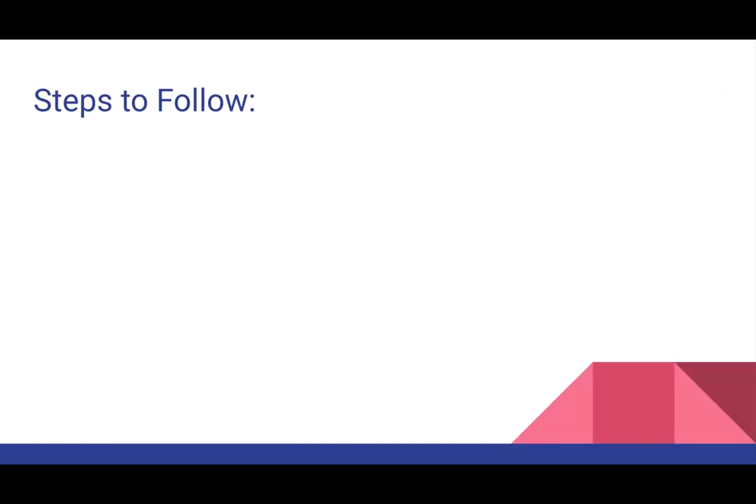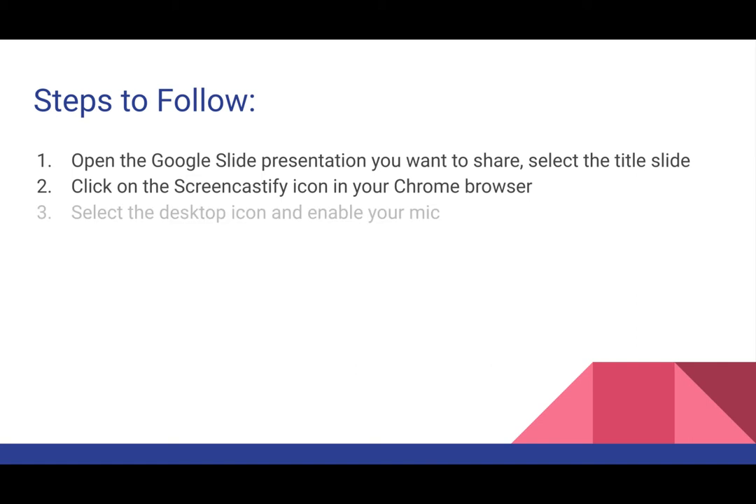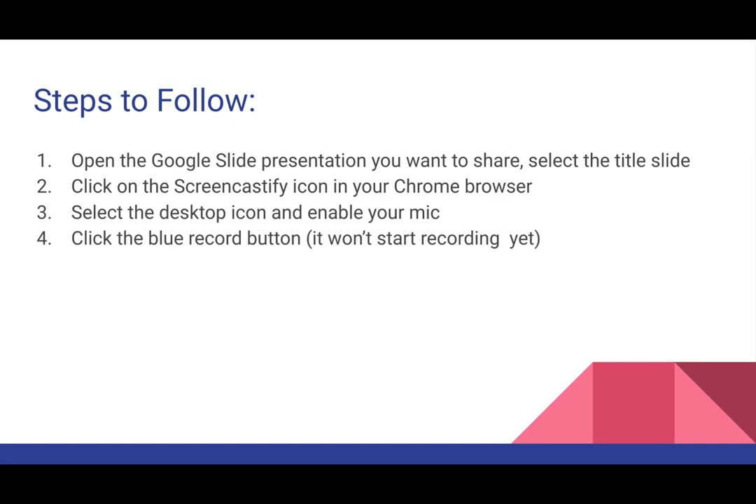So here's the steps you should follow. First, open the Google Slide presentation you want to share. Select the title slide. Then, click on the Screencastify icon in your Chrome browser. You'll see a little drop-down appear where you select the desktop icon and enable your mic. I don't enable my webcam. Click on the blue record button. It won't start recording yet.